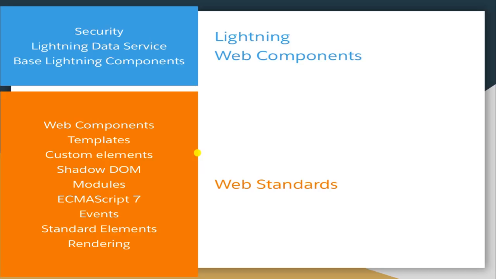And then in the web standards part, we have web components that we are going to use, HTML5 templates that we can use here. We can also create our custom elements, shadow DOM, modules, ECMAScript 7, events, and you can see that there are a lot of web standards where we are not going to make use of any other frameworks besides the frameworks that are listed here. And there is also good news about Lightning web components, that these web components can be used inside the Lightning Aura framework, but Aura framework cannot be used inside Lightning web components.